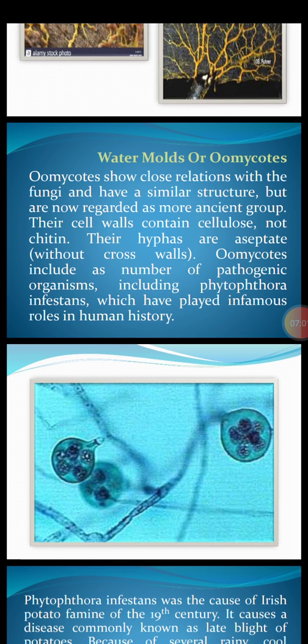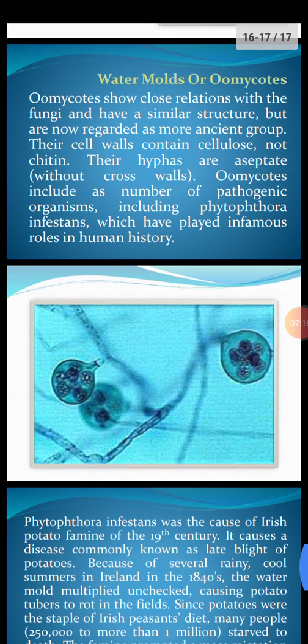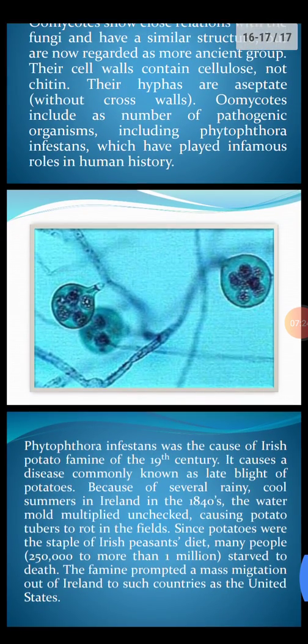Their hyphae or thread-like structures are aseptate. A means not. That is, they don't have separations, they don't have cross walls. Oomycotes include a number of pathogenic, disease-causing organisms, including Phytophthora infestans, which has played an infamous role in human history. That is, they were not good. Image of water mold is shown.